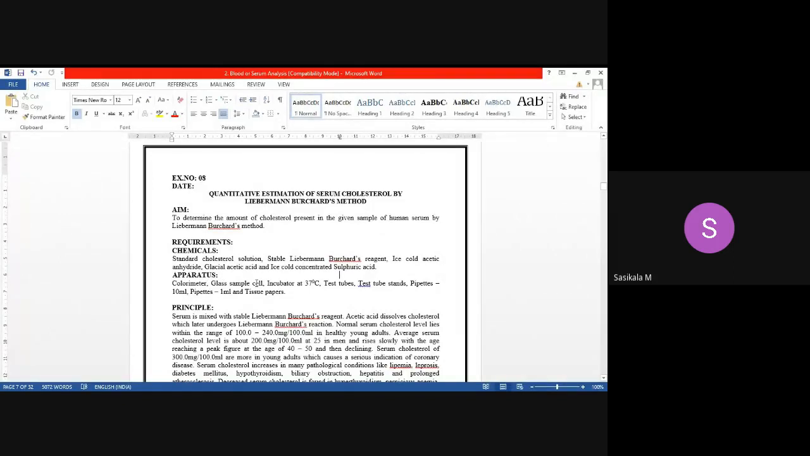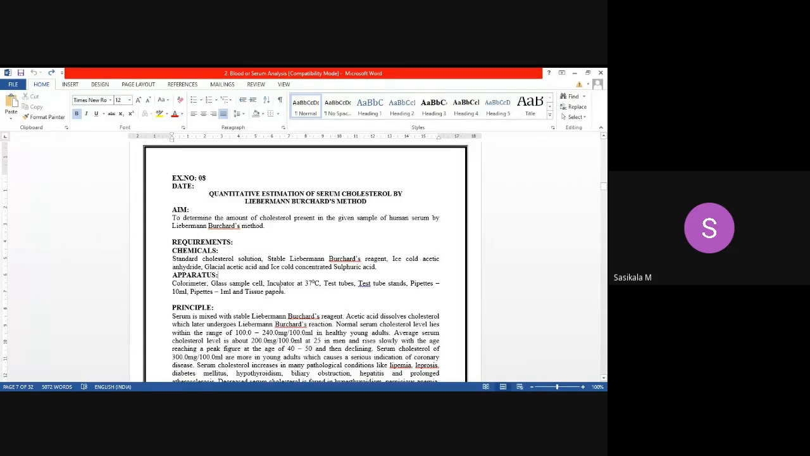Then a glass sample cell, or cuvette, it will be called a cuvette. Let me write the spelling for cuvette in the chat box. Okay, cuvette. That is called a sample cell. Even a glass sample cell may be called cuvettes. Here we will be taking the prepared samples like standard, sample, and blank, and they will be taken in the sample cell and placed in the colorimeter to analyze the sample.